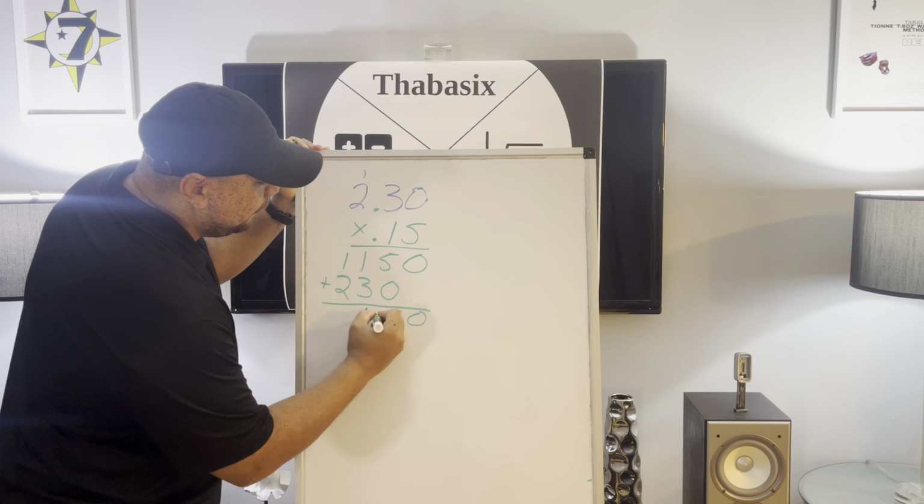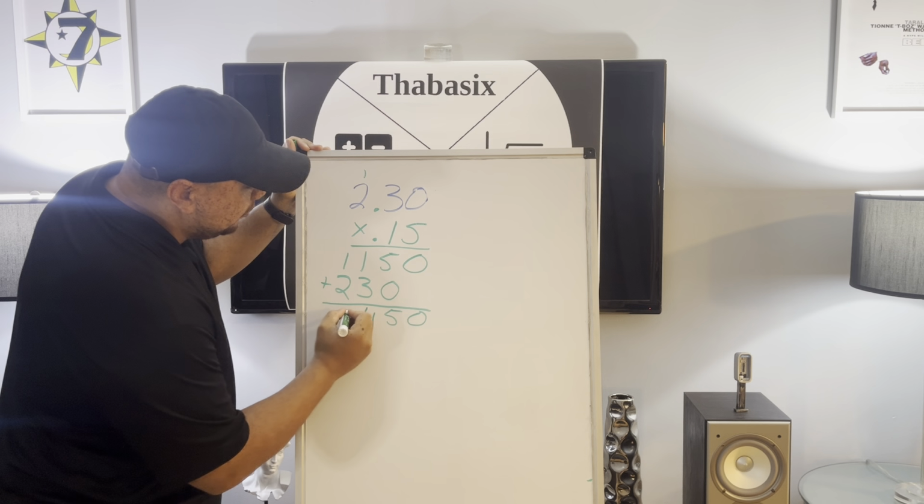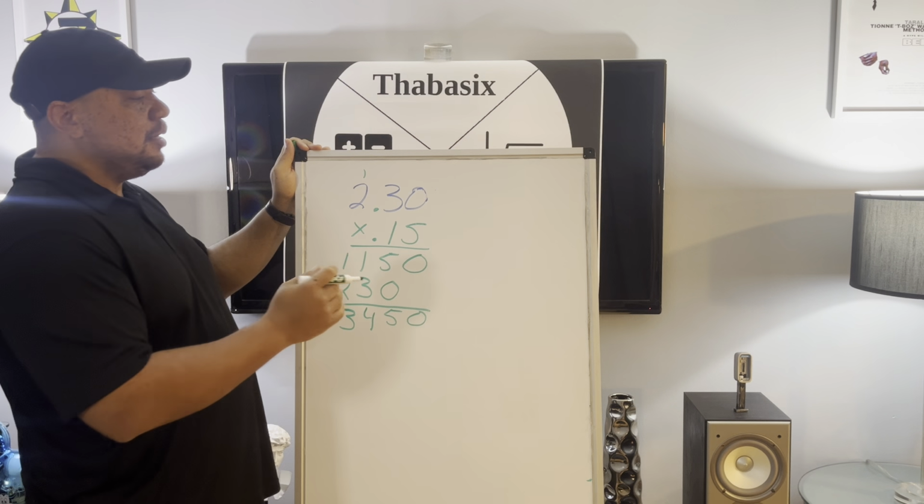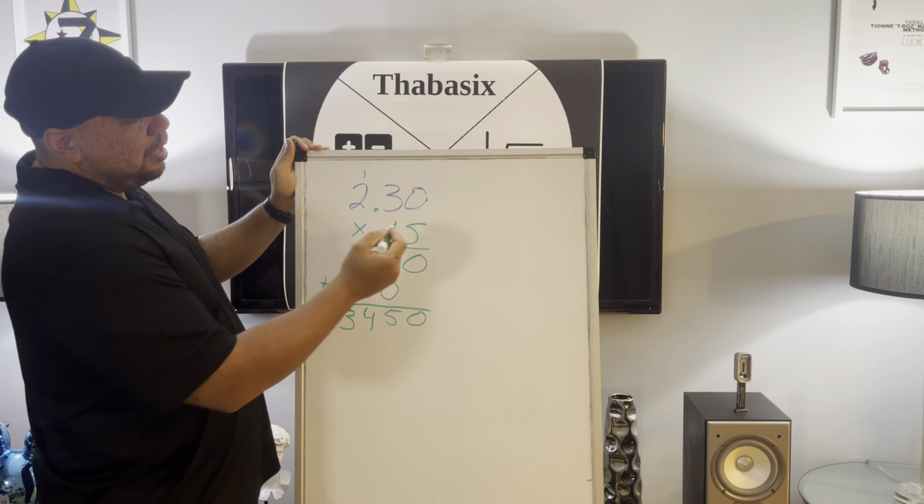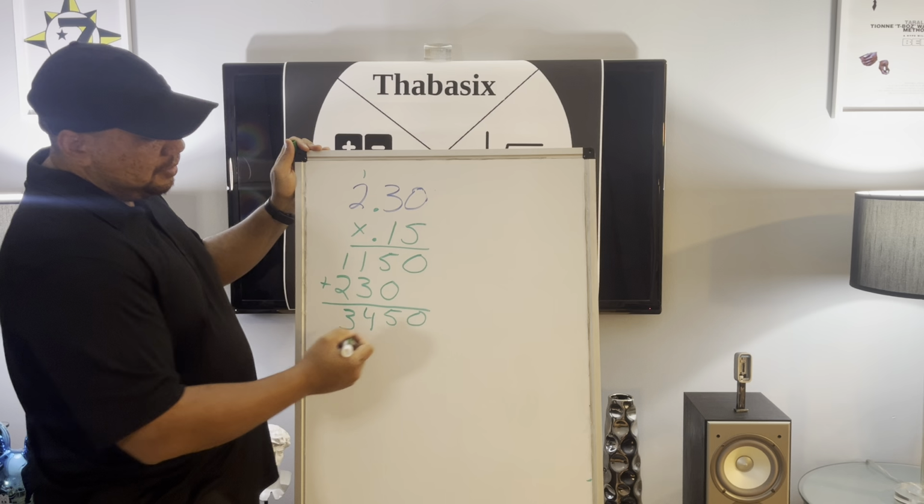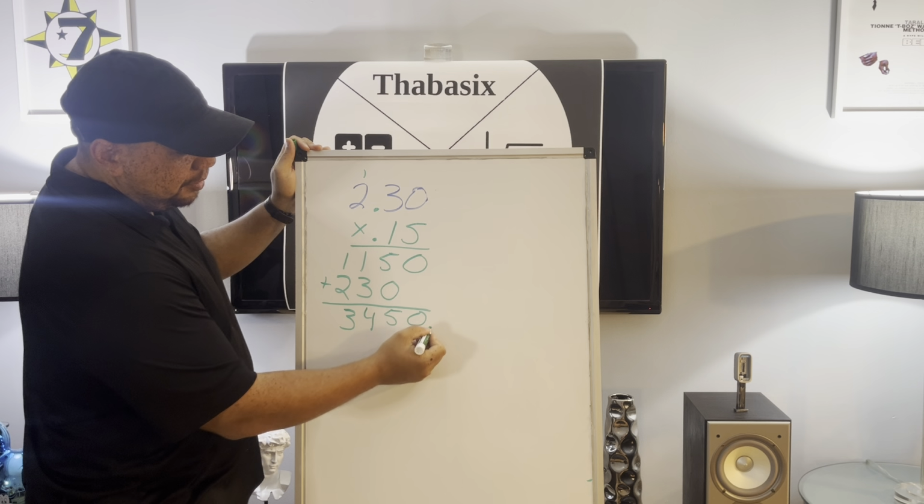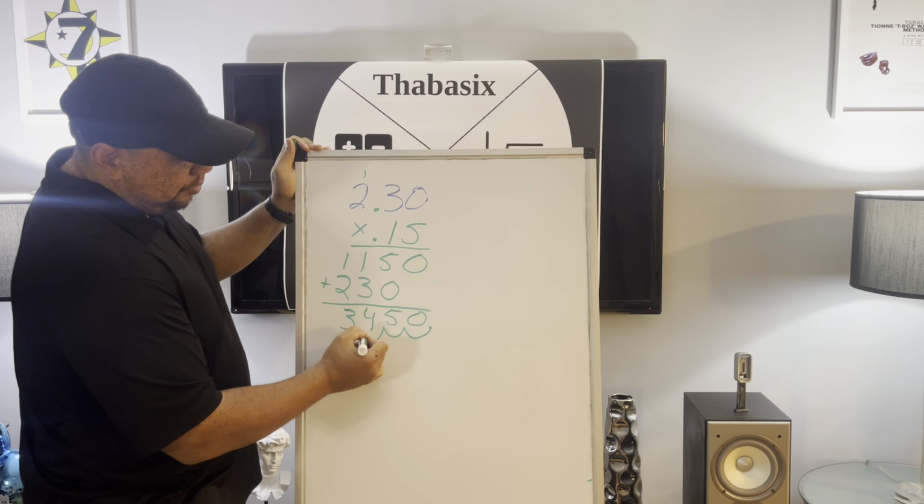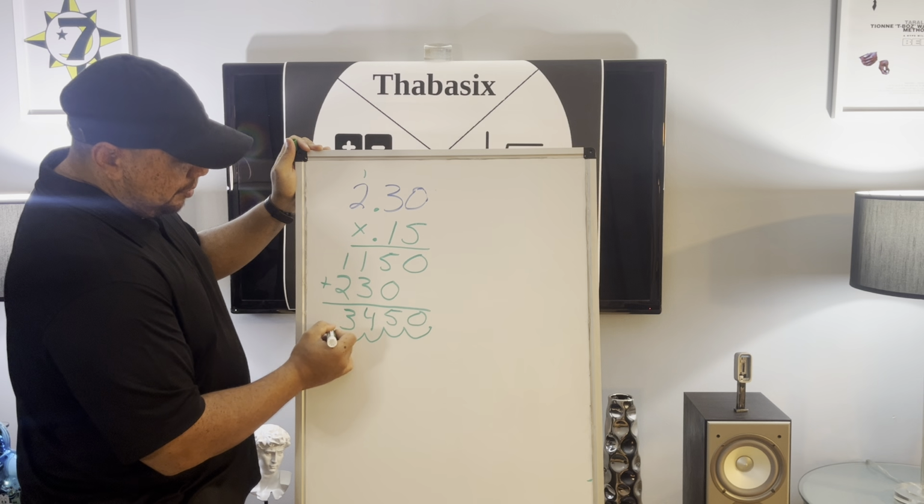3 plus 1 is 4. 2 plus 1 is 3. And then you count how many spaces. So we have 4 decimal places that we have to take care of. So here, 1, 2, 3, 4. All right.